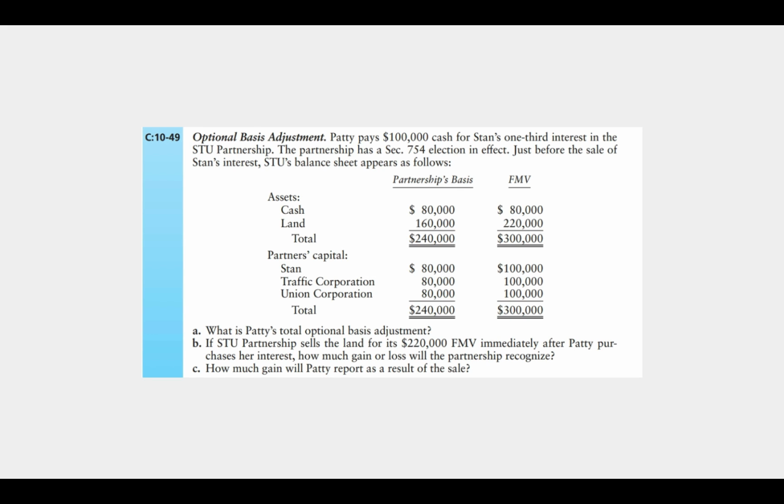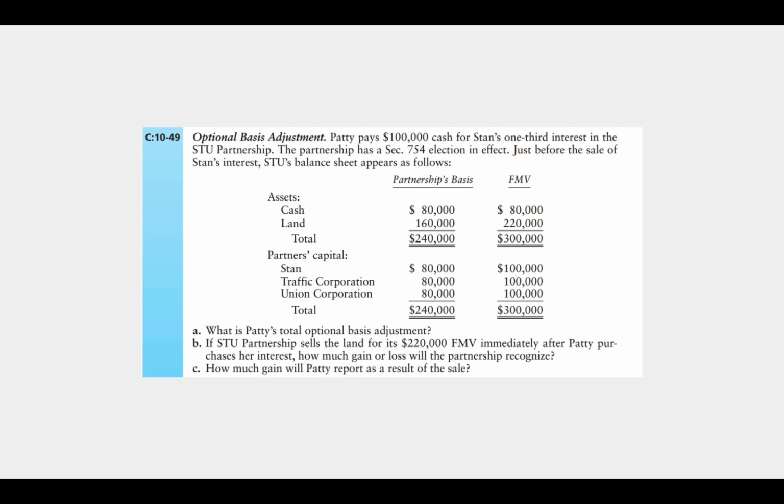Okay, so let's look at an example to make this make more sense. Patty pays $100,000 cash for Stan's 1/3 interest in the STU partnership. The partnership has a Section 754 election in effect. Just before the sale of Stan's interest, STU's balance sheet appears as follows. So you can see here that each partner's basis in the partnership is $80,000, Stan, Traffic Corporation and Union Corporation. And you can also see that the fair market value of the assets is now $300,000.